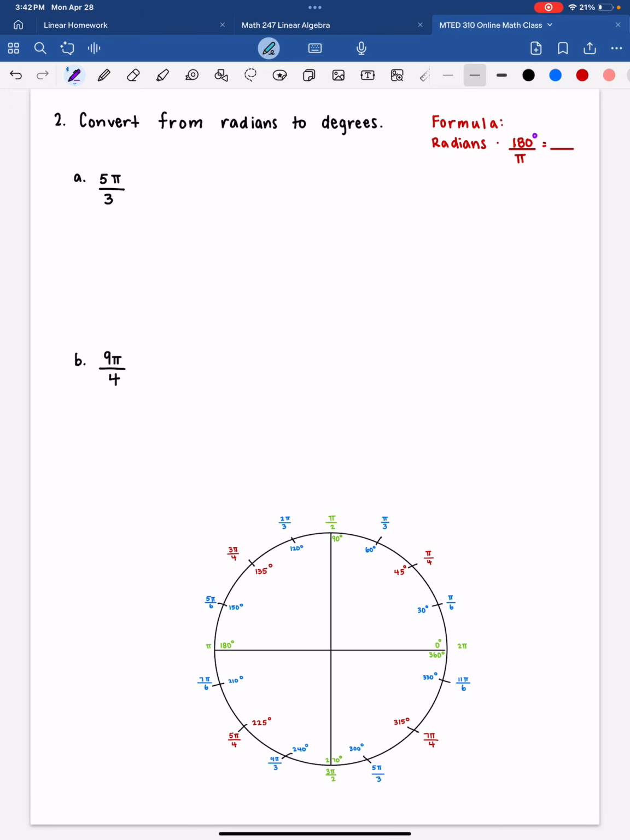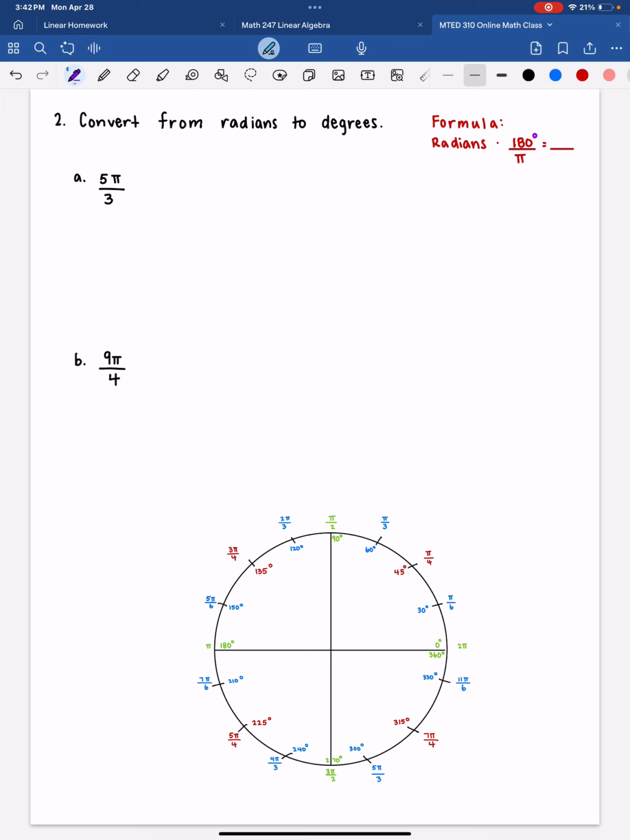Again, I have the formula provided in the top right-hand corner. The only difference is that now, instead of pi all over 180 when we're multiplying, it's now 180 degrees all over pi. That is because the radians will be canceling out, and we are left with the degrees in the numerator, which is exactly what we want.